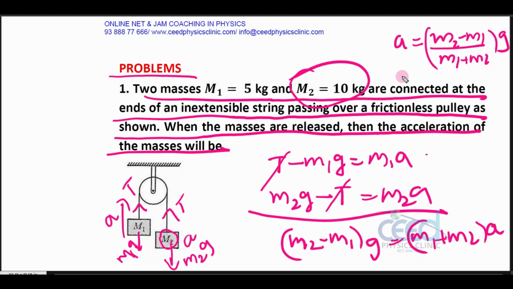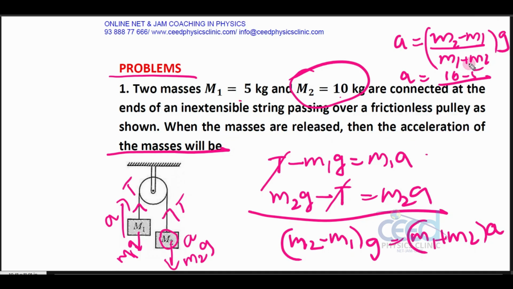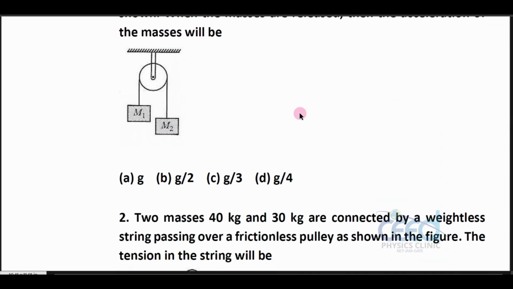And these masses are given, right? What is masses? 10 minus 5 divided by M1 plus M2, 10 plus 5, into G. That is 5 by 15, that is G by 3. A is equal to G by 3. So this is the answer, that is the acceleration of this body. Then G by 3 is the answer.